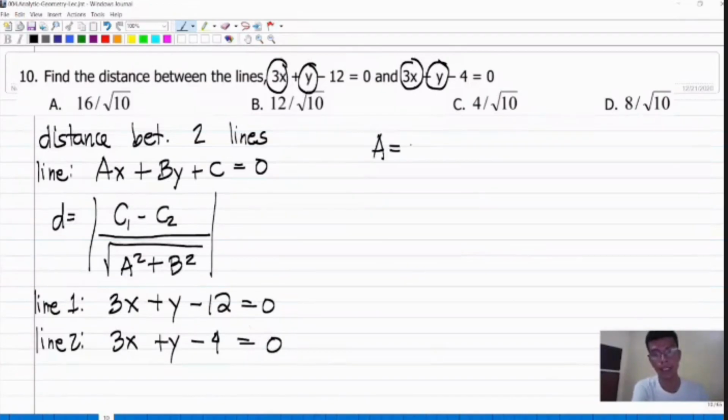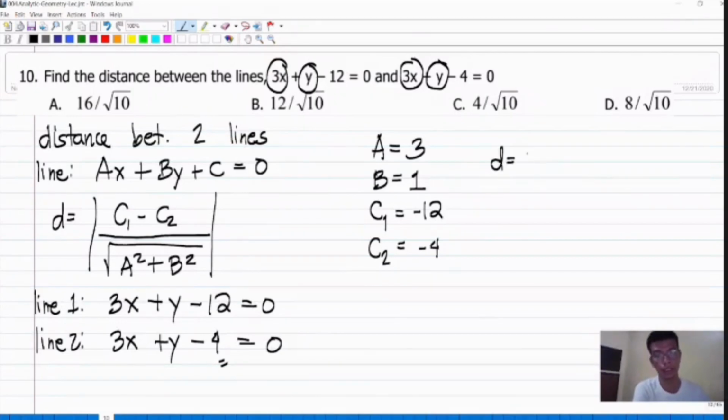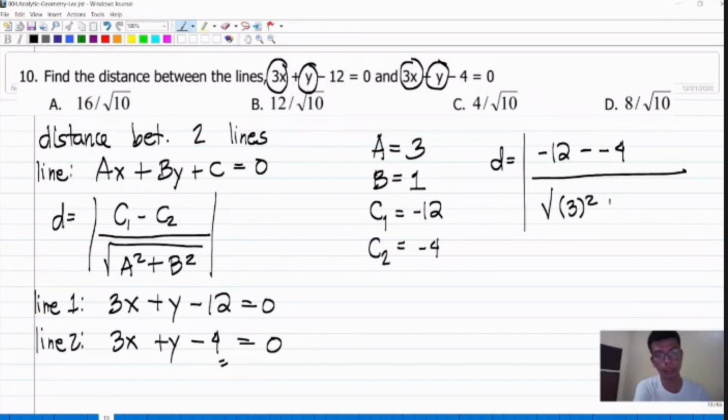Malalaman natin dyan that the A is 3. Yung coefficient ng x nila parehas na 3. Yung coefficient B naman nila is parehas na 1. Samantalang kay line number 1, C niya is negative 12. And then kay line number 2 naman, yung C niya is negative 4. So substituting dyan, yung C1 is negative 12, the C2 is negative 4, so that is minus negative 4 divided by the square root of 3 square plus 1 square sa loob ng absolute value.